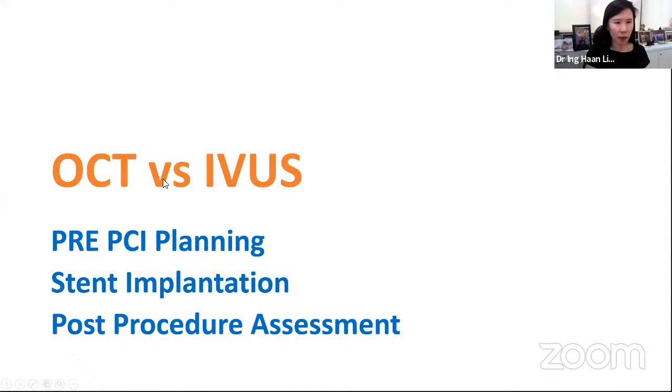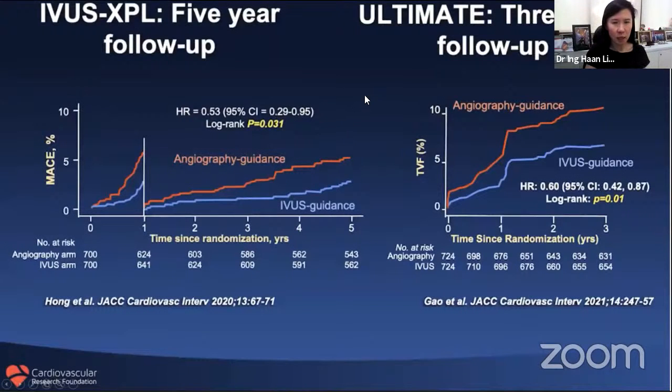So I would like to summarize that I have compared OCT versus IVUS in terms of pre-procedural planning, stent implantation, and post-procedural assessment. Some of the differences have been presented. Now we look at data, the final few slides. There's a lot of data on IVUS in terms of markedly decreased major adverse cardiac events and target vessel failure when using IVUS guidance compared to angiographic guidance at 1 year and then further out to 5 years in these two trials, IVUS-XPL and ULTIMATE.